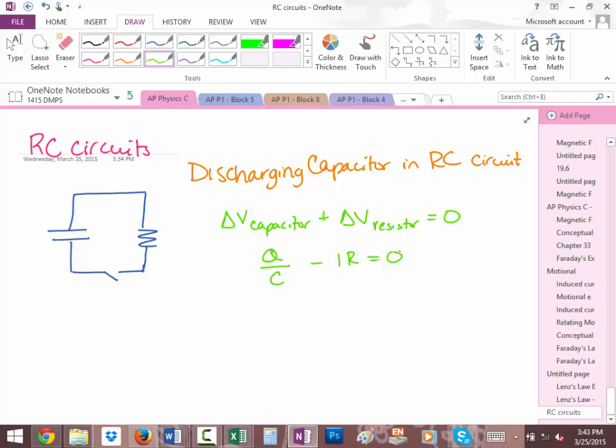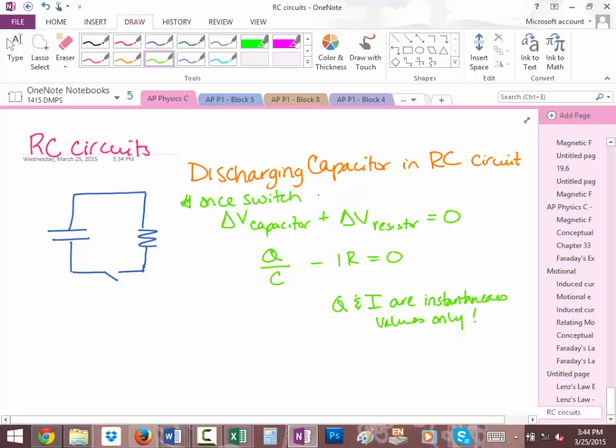That's a constant for the story. And the resistance is constant. But Q and I are continuously changing. So it is a function of time. So if you look at this equation at any given time, Q and I are instantaneous values. Okay. And I should have written in here that this is once the switch is closed. Just to be very clear about what's happening here.